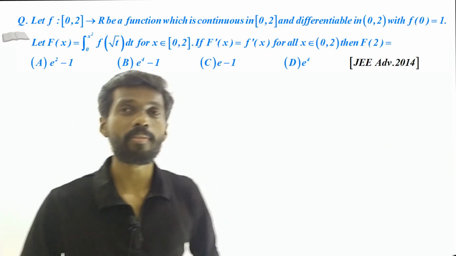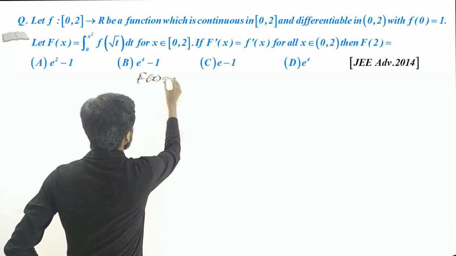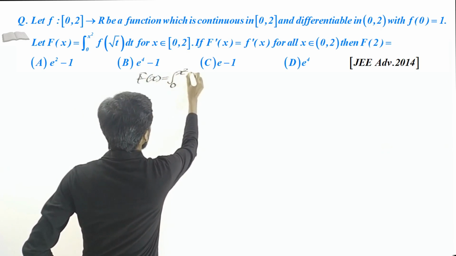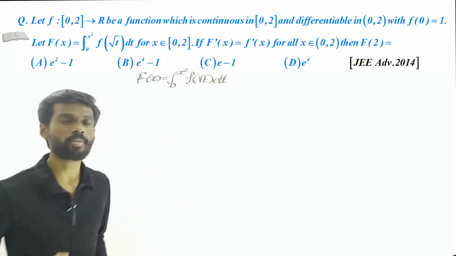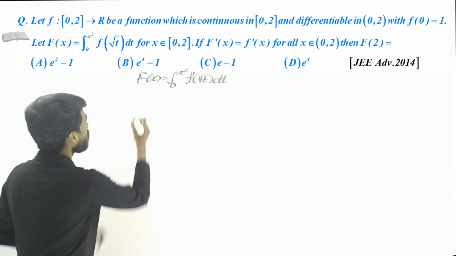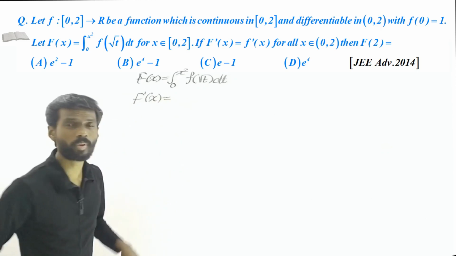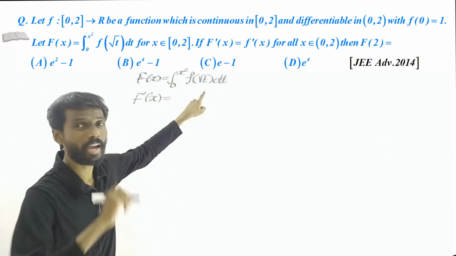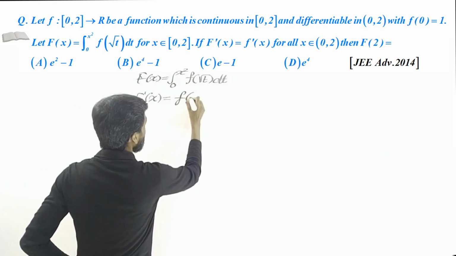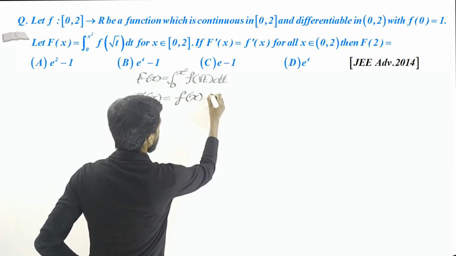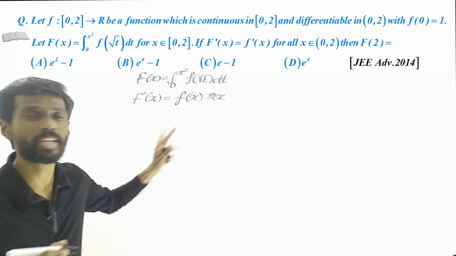Here a function capital F of x is given in terms of another function. It is given that capital F of x is the integral from 0 to x square of f of root t dt. Now obviously we have to do the differentiation. Let us differentiate both sides and remove the integral. So we have to use Leibniz rule. What is Leibniz rule? You just substitute the upper limit and multiply by its derivative, so that is f of root x square, so that is x, multiplied by the derivative of x square, so that is 2x, and minus the lower limit, which is anyway 0, so that derivative is 0, so we can leave it.